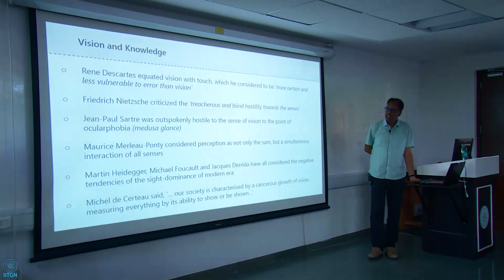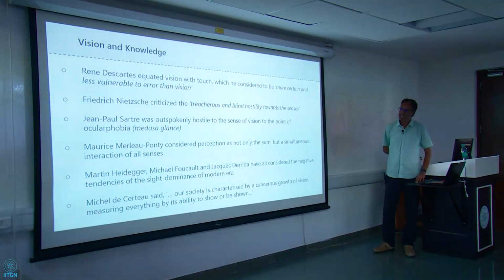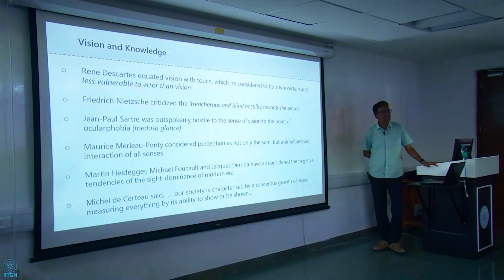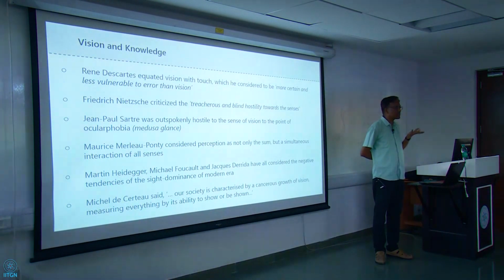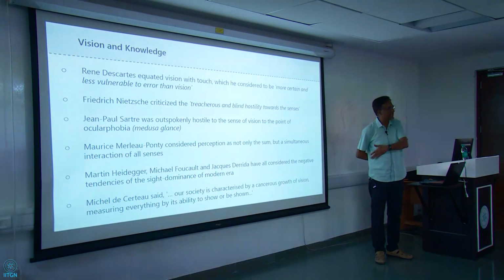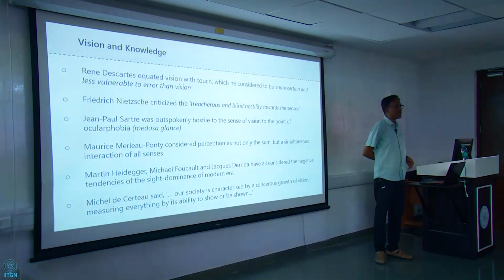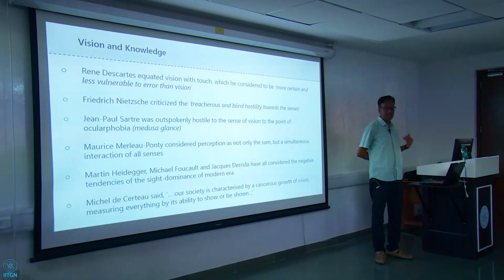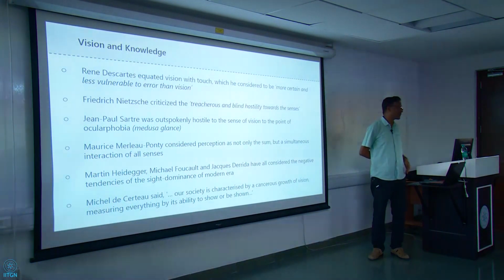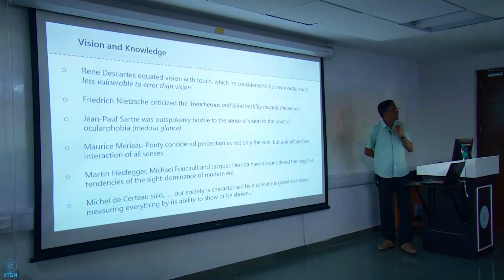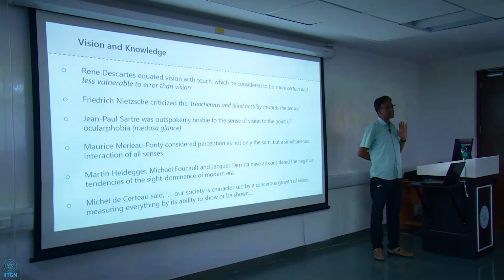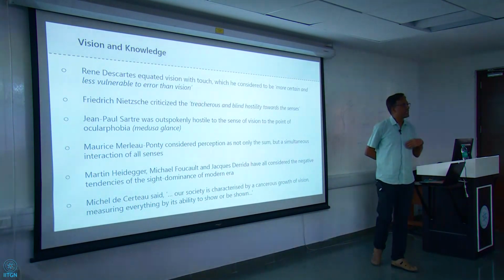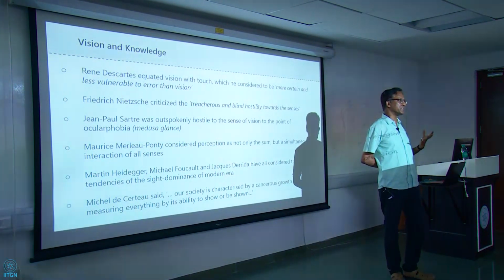So, Friedrich Nietzsche criticized the treacherous and blind hostility towards the senses. I'm just pointing out the key thoughts from these people, and I'm sure some of you will be interested in it. And the point of this slide is so that you will go and read more if you're interested, right? I can't go into each one of them, but some of these philosophers and scientists question the dominance of vision, or question the knowledge that was derived purely from vision. Okay?